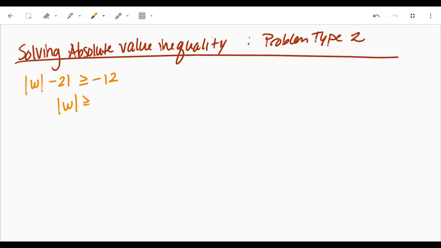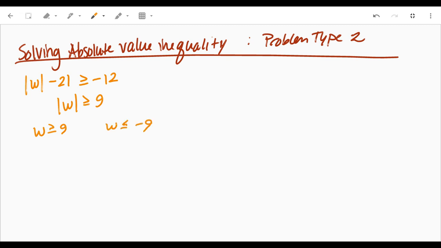So if I add 21 to negative 12, I get 9. So we want the absolute value of w, and it says, if all real numbers are solutions, click on all reals. If there is no solution, click on no solution. Otherwise, just solve it. So here again, either w is greater than or equal to 9, or w is less than or equal to negative 9.